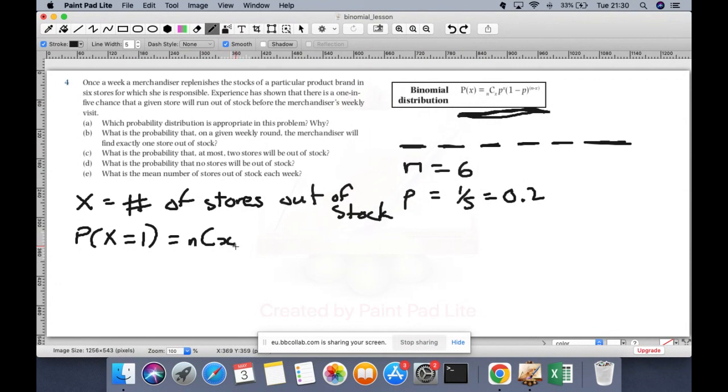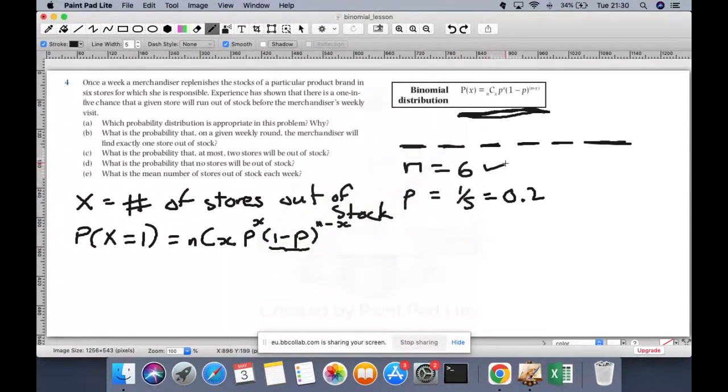Sometimes your formula sheet might have r instead of x, but it's the same thing. All right. And times p to the power x, times 1 minus p. Sometimes your formula sheet might have q instead of 1 minus p, but just know that it's the same thing as 1 minus p. And that to the exponent of n minus x.